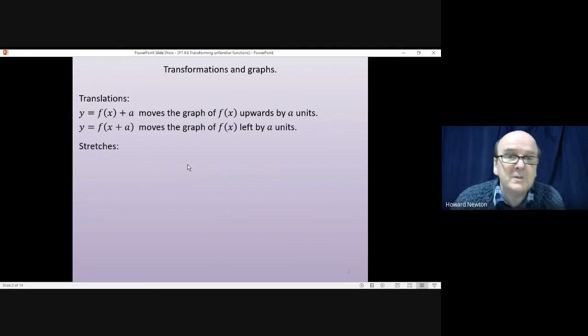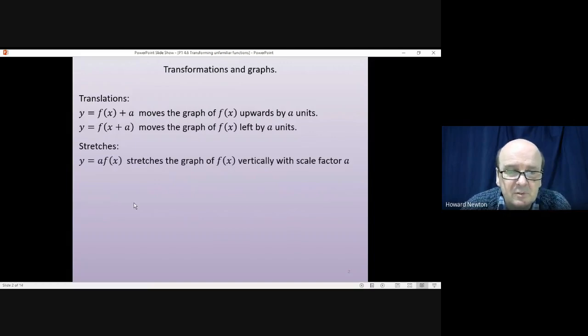Stretches are where we treat the graph like a piece of elastic. Again, there are two possibilities. You can have a stretch in the vertical direction, y equals a times f of x, which will stretch the graph of f of x vertically with scale factor a. So if you had 2 times f of x, then the whole graph would stretch in the vertical direction with every point moving away from the x-axis twice as far as the distance it was before.